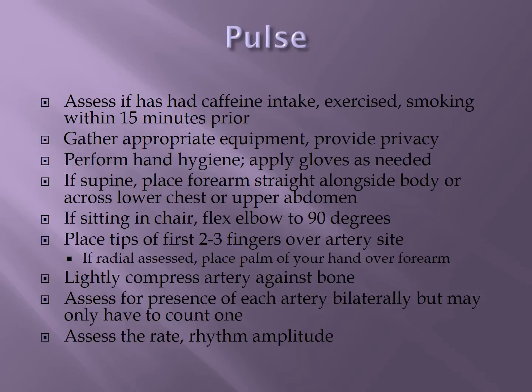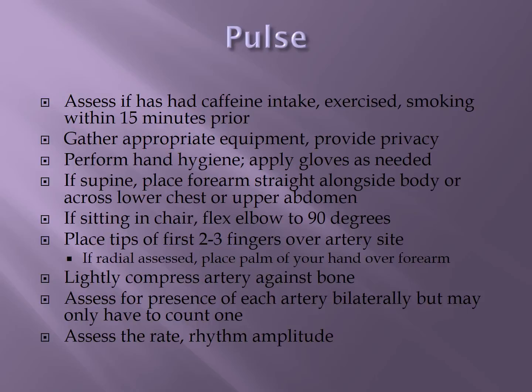If they're sitting in a chair, flex their elbow to 90 degrees, and make sure that the arm is supported. And then place the tips of the first 2 fingers over the artery site. And as I mentioned earlier, the palm of your hand should be over the forearm so that you can lightly compress that artery against the bone. We assess for the presence of each artery bilaterally, but we only have to count 1. Just because they have a left radial pulse does not necessarily mean they have a right radial pulse. So you always want to make sure that both are present.